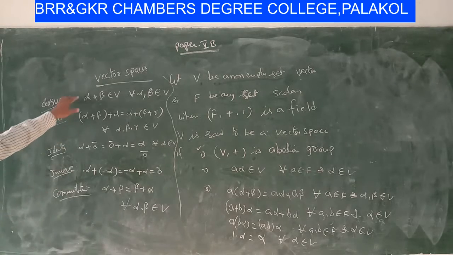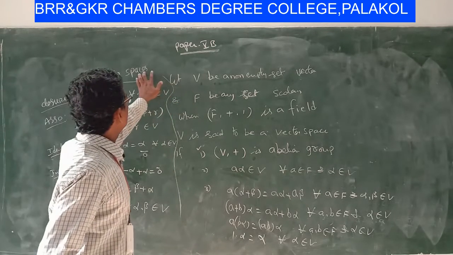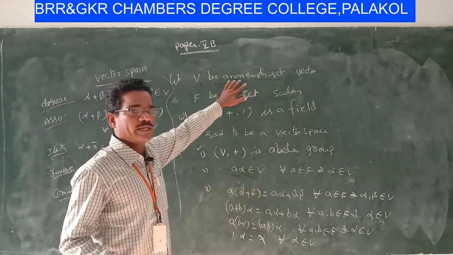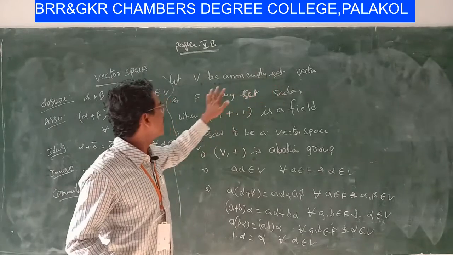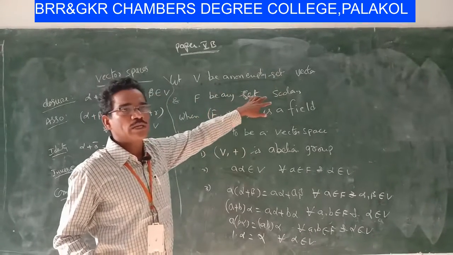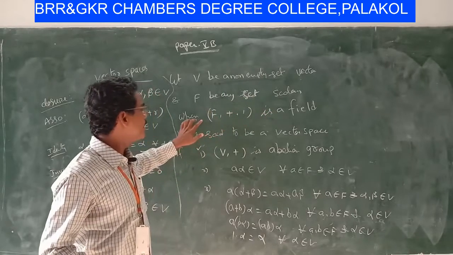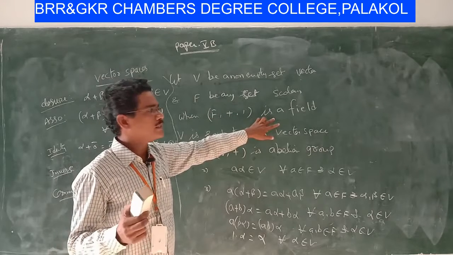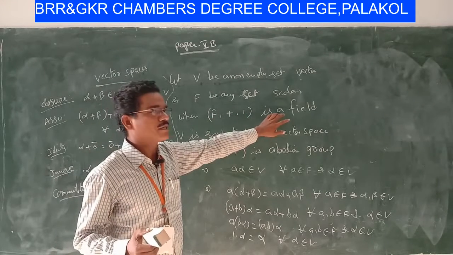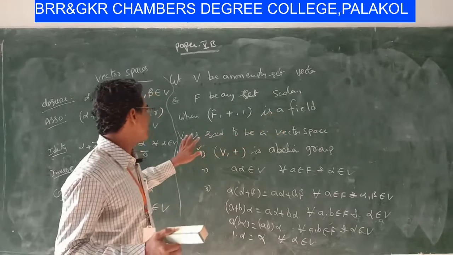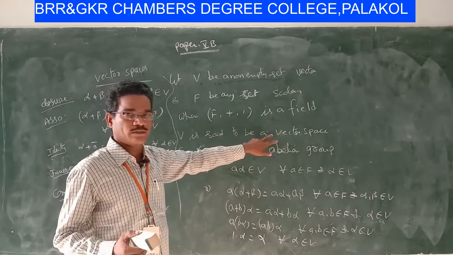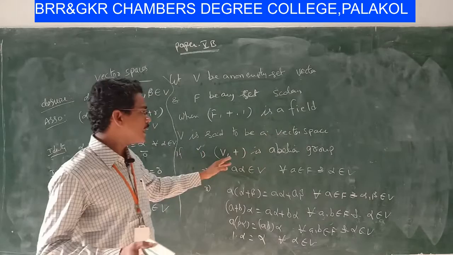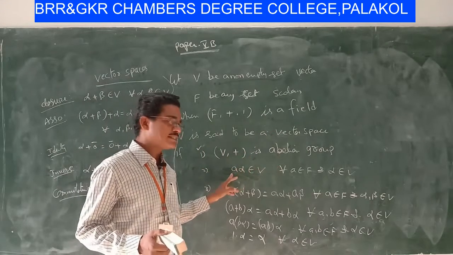So the definition of the vector space means: let V be a non-empty set whose elements are vectors and F be any set whose elements are scalars, where F, plus, dot is a field. Already I discussed the definition of the field above. Then V is said to be a vector space. First one is V, plus is abelian. Second one is scalar multiplication.